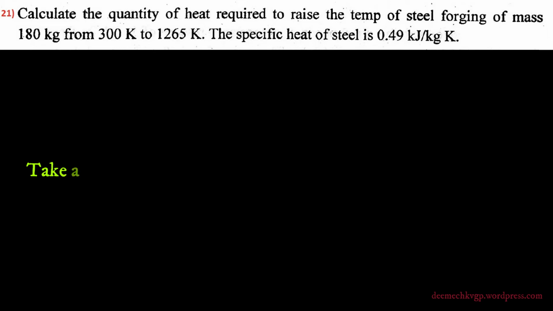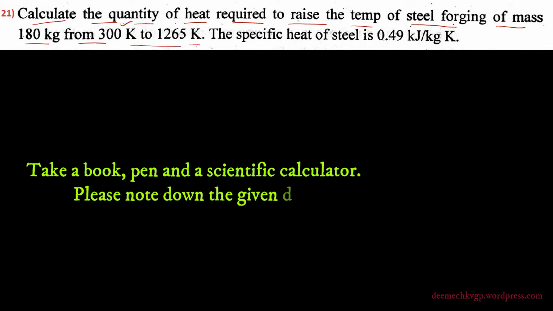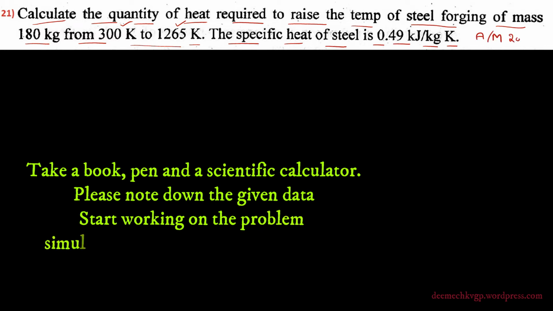Let's solve this problem. Calculate the quantity of heat required to raise the temperature of a steel forging of mass 180 kg, from 300 Kelvin to 1265 Kelvin, initial temperature and final temperature. The specific heat of steel is 0.49 kilojoule per kg Kelvin. This was asked in April-May 2020.